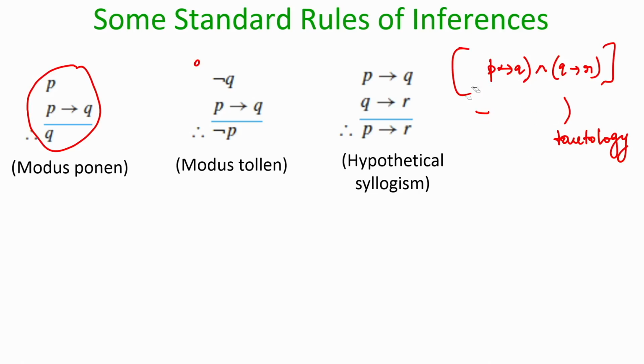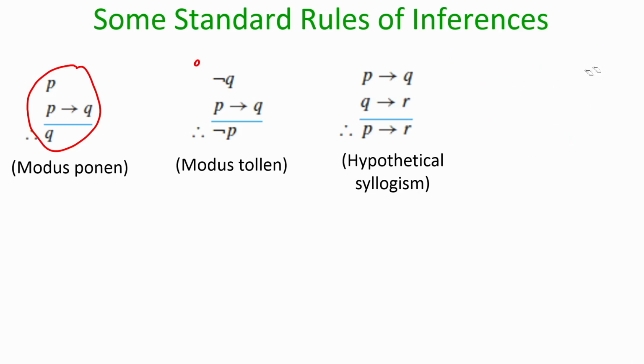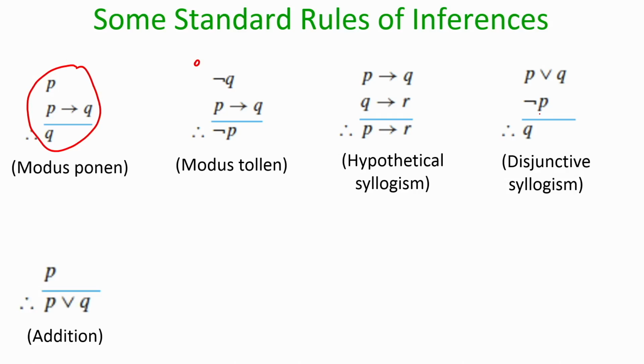So, I am not doing that. There will be 8 rows because you have 3 variables, and you can quickly verify that in each of the rows the final result is true. We have disjunctive syllogism, which says that if you are given the disjunction of P and Q and if you are given the premise negation P, then you can draw the conclusion Q and so on.